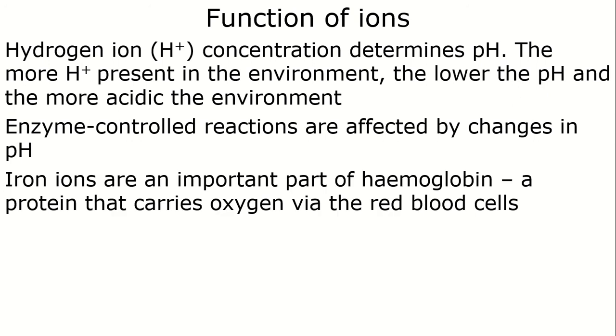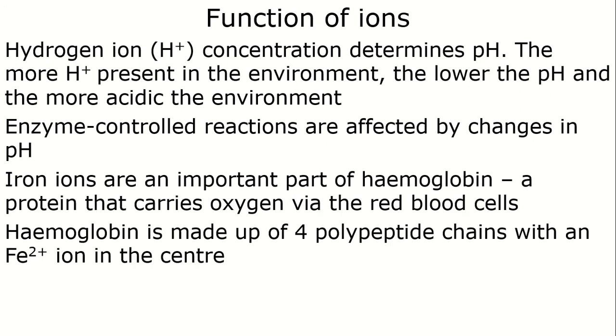Our next ion that we're going to look at are iron ions, and these are a really important part of a molecule called hemoglobin. Hemoglobin is a protein that carries oxygen around the body via the red blood cells. Hemoglobin is made up of 4 polypeptide chains, so we already know that it's a quaternary structured protein, made up of 2 alpha and 2 beta chains. Now, if you imagine a square, there is a hemoglobin chain at each corner of the square, and in the centre of our hemoglobin molecule, we have an Fe2+ ion.